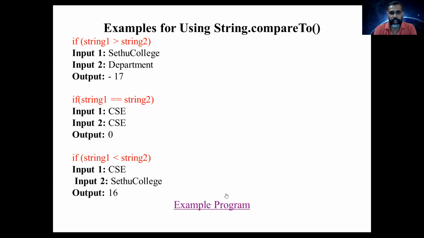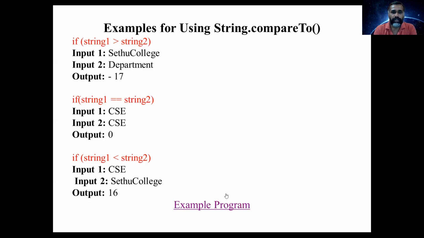So when college is compared to department, the two strings are different, so it returns a negative value, -70. So the three conditions are: if string1 is greater than string2, less than, or equal, it returns the corresponding value. Here we have the same.